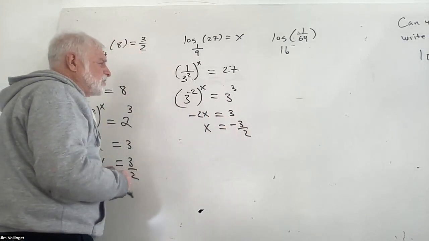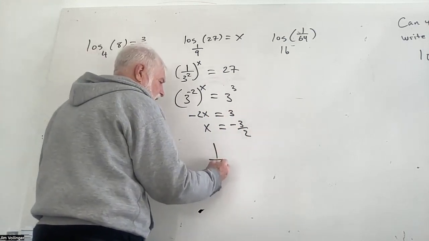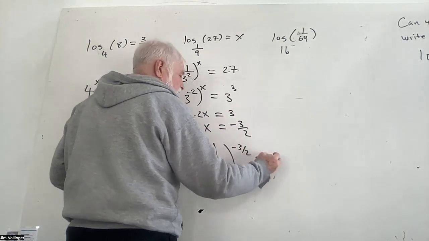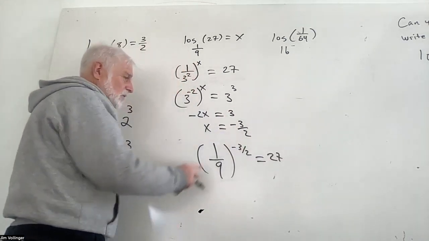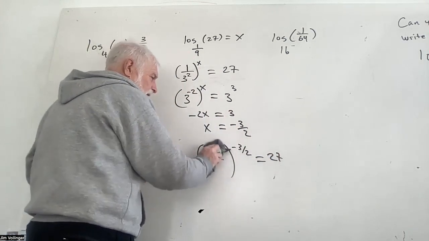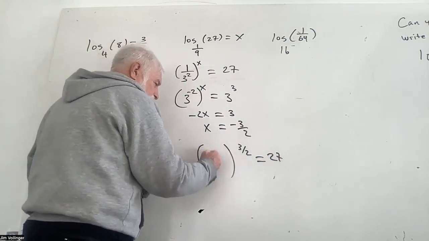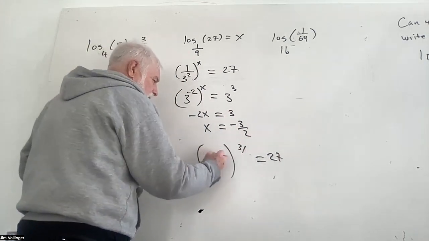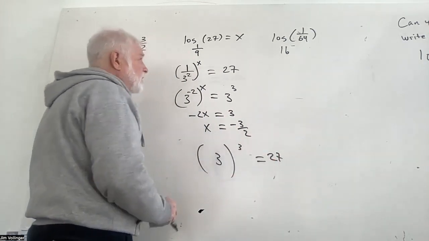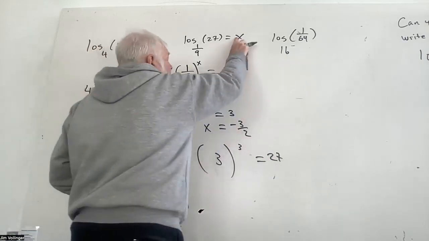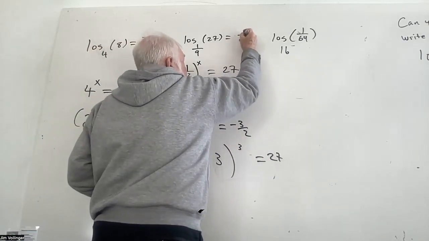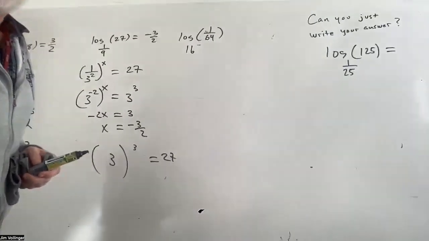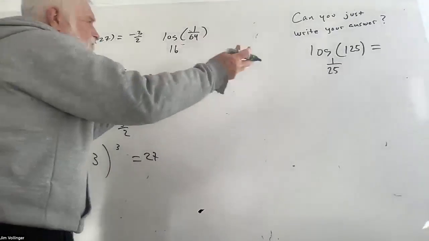So let's check our answer by doing 1/9 to the -3/2, and let's see if that does come out to be 27. All right, so the minus sign means I'm going to reciprocate. That's a 9. I'm going to take the square root of 9, which is 3. And 3 cubed is indeed 27. So our answer was -3/2. Now let's try the next one. And we'll do the last one just conceptually.